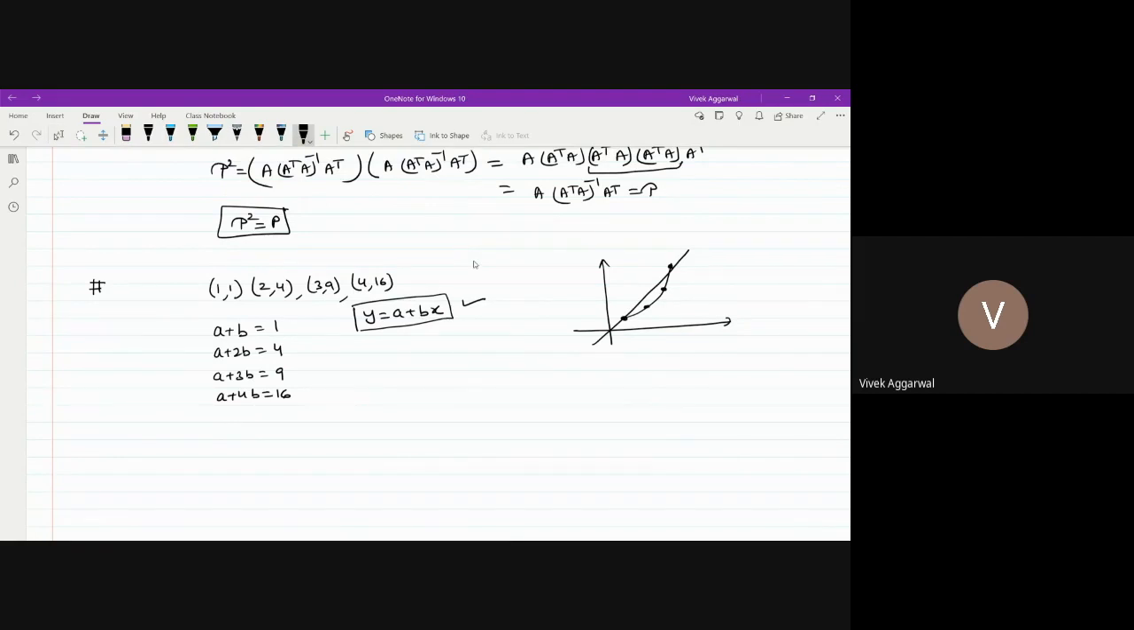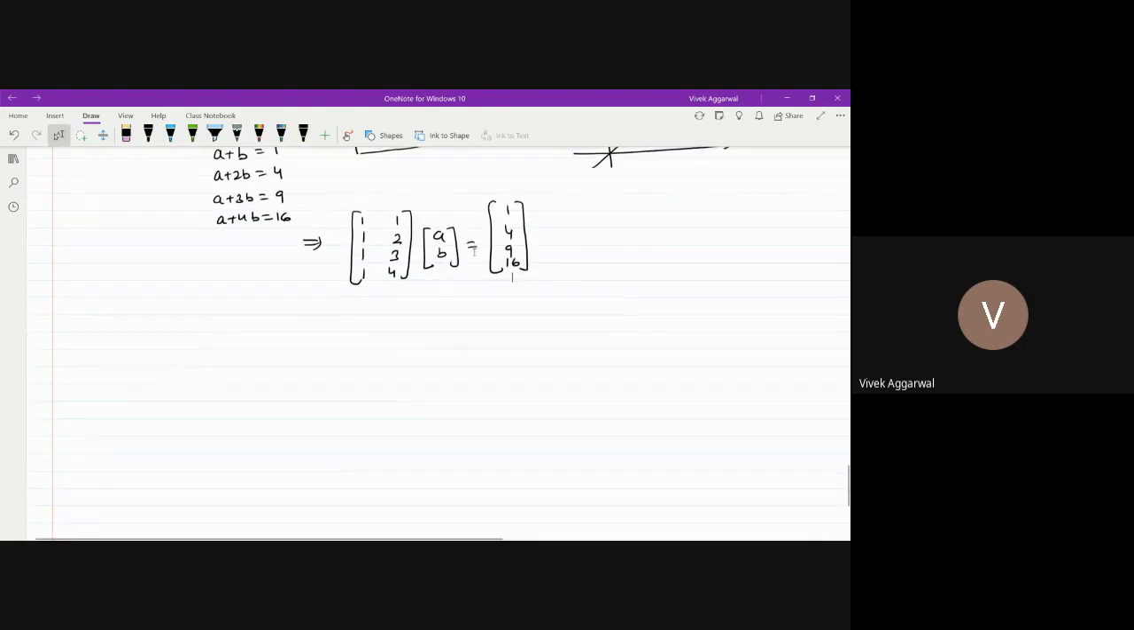So in this case, if you see, this system becomes the matrix [1 1; 1 2; 1 3; 1 4] times [A; B] equals [1; 4; 9; 16]. So this is my system of equations now, and I know that this system is going to have no solution, because in this case all these points are not lying on a line. And this you can also check by taking the augmented matrix.